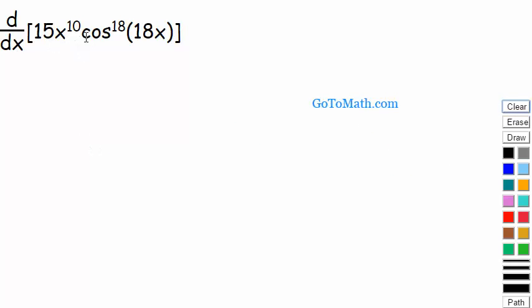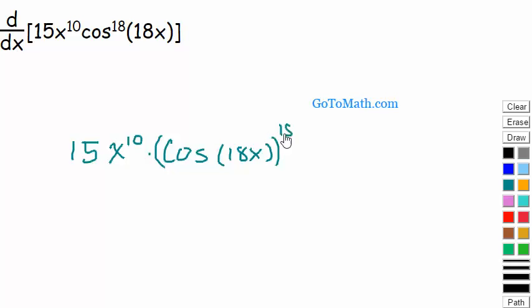Okay, so we've got the product here of two separate functions. We're going to use several different rules here, but the product rule is really the focus. Anyway, I'll just rewrite this thing. Actually, let's just write it like this, raised to the 18th power. So we use the product rule.